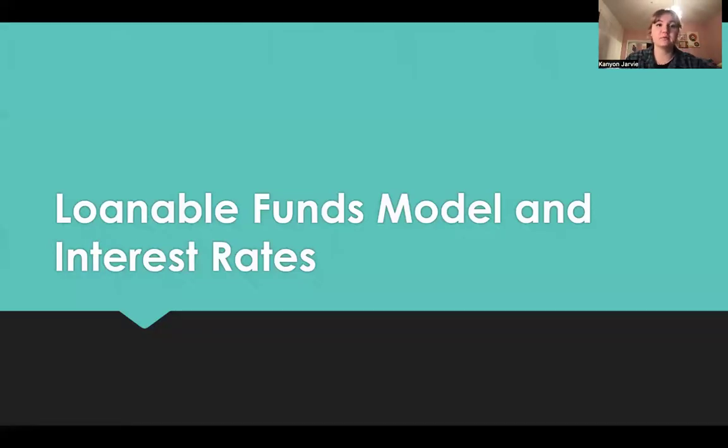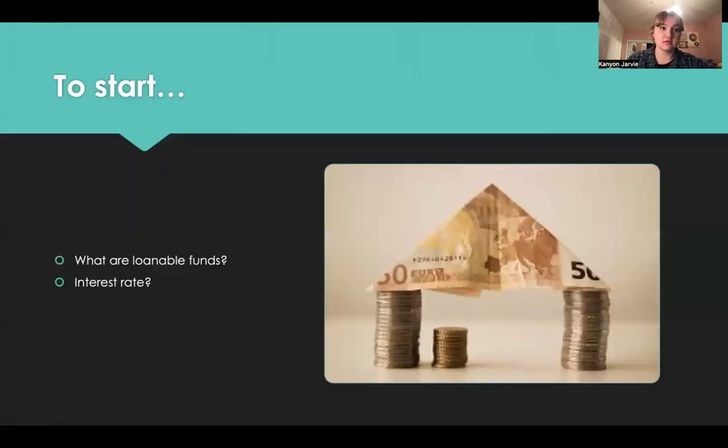Hi guys, today we will be talking about the loanable funds model and interest rates. To start, loanable funds is all saved income by savers and consequently lent to borrowers. A single interest rate is responsible for the money savers make on their savings and for the cost for borrowers to borrow.